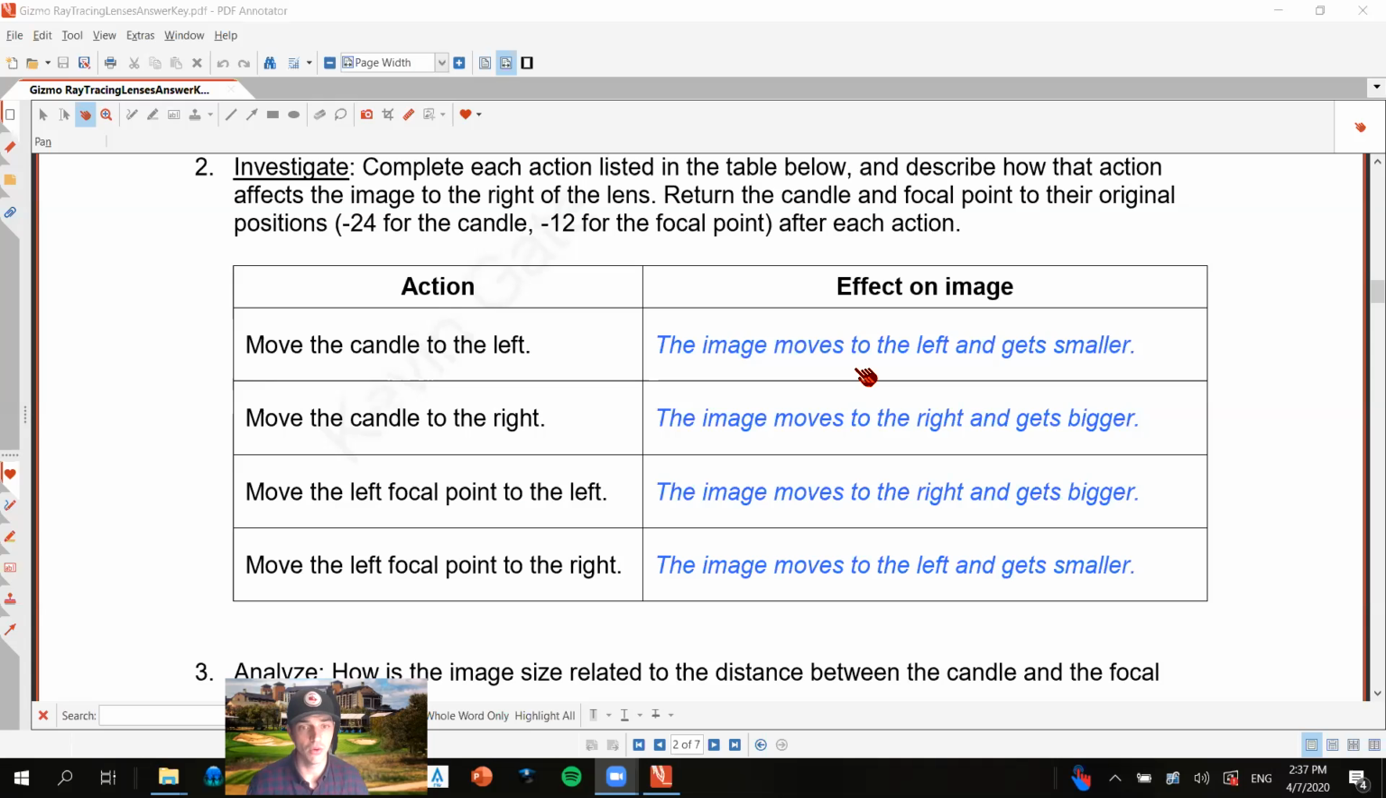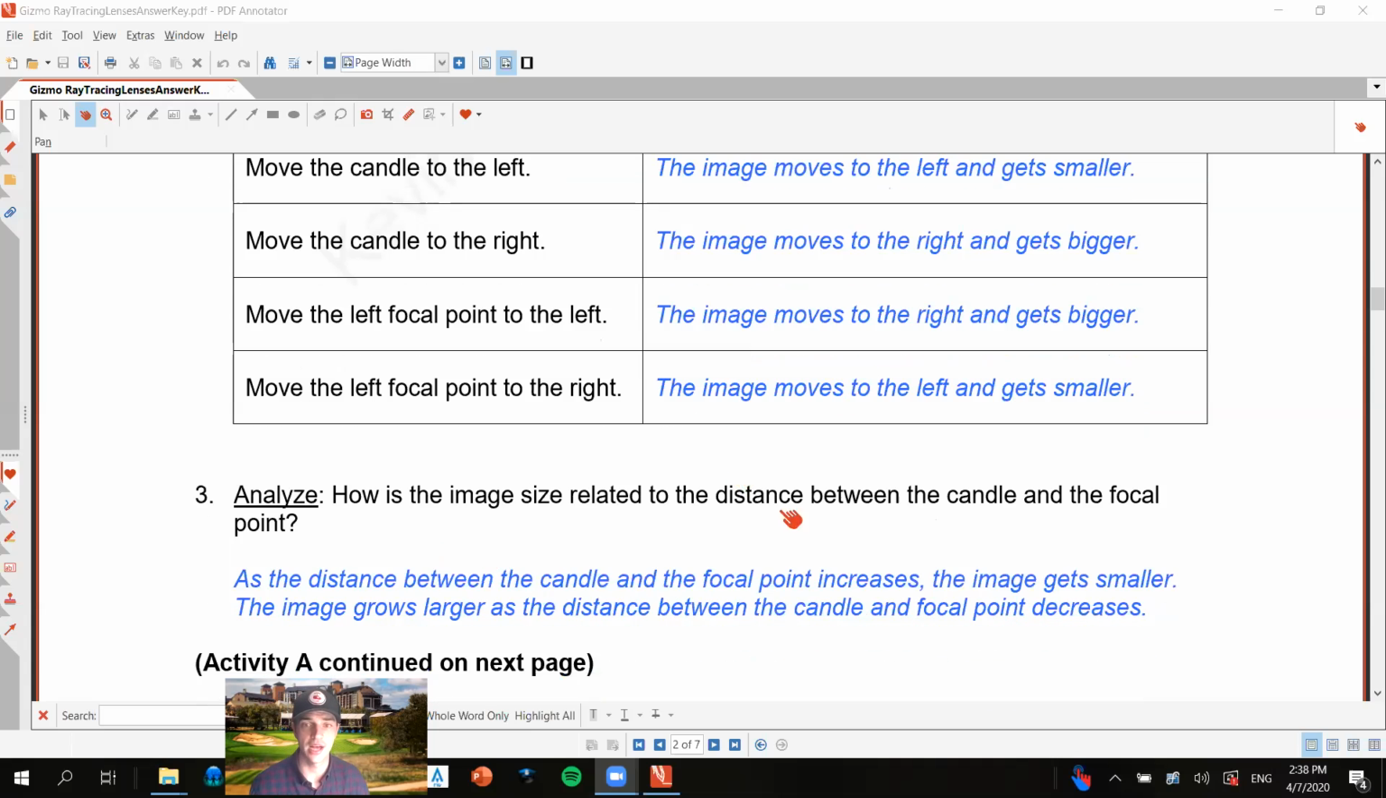So moving the focal point this time with the candle staying at 24 units, when we do that, the image moves to the right and gets bigger. It then asks us to move the left focal point to the right. Now we've moved the focal point further away from the object. So what should happen? Well, when the object is further from the focal point, the image gets smaller. And that's the trend. The closer the object is to the focal point, the larger it will appear on the other side of the lens.